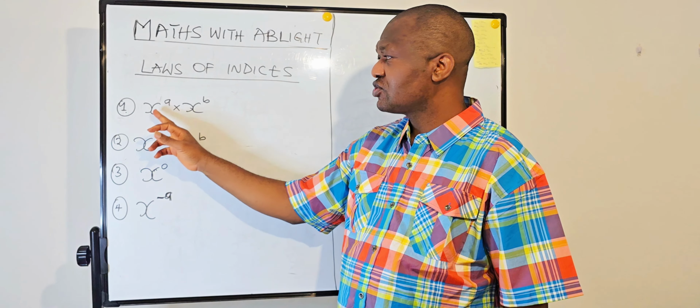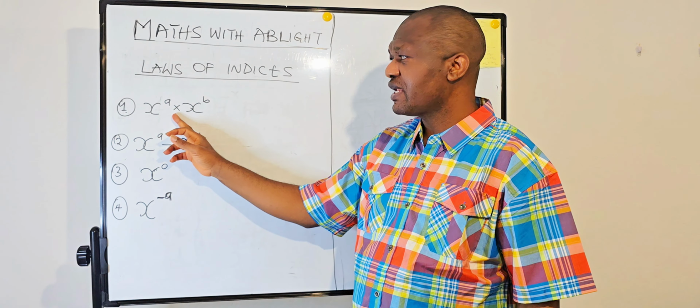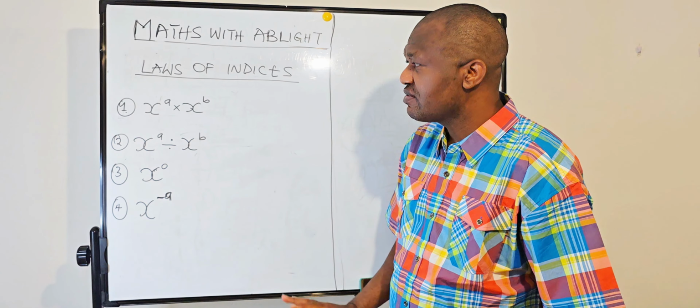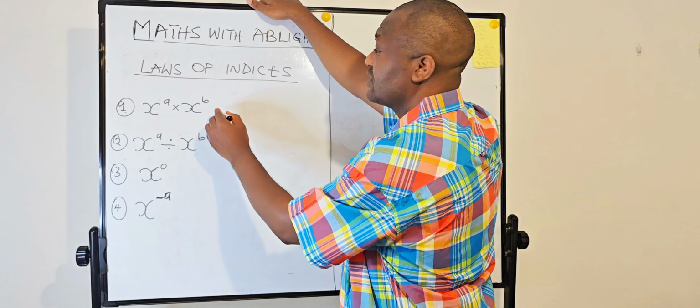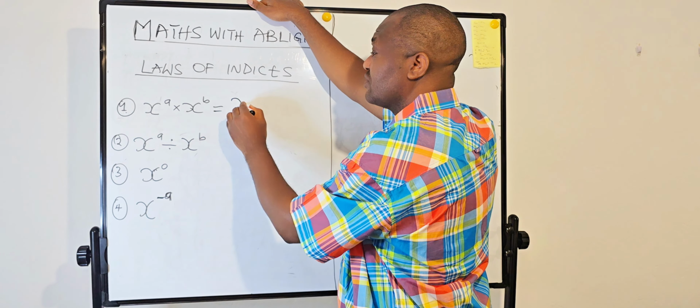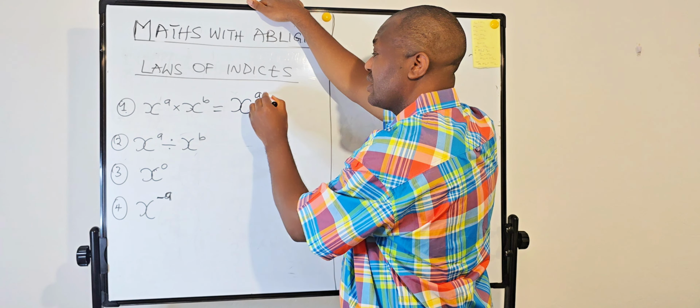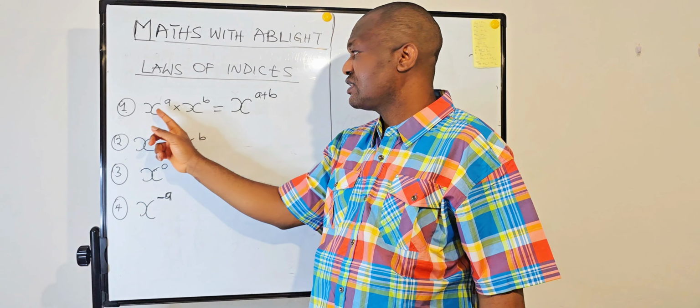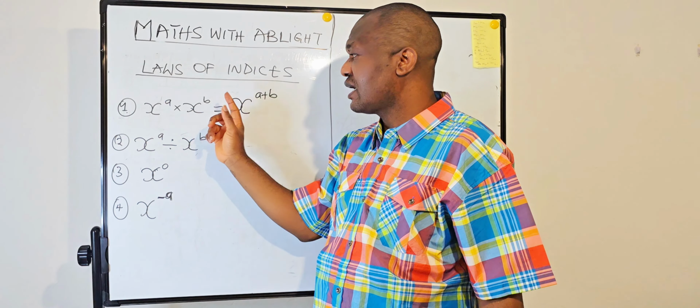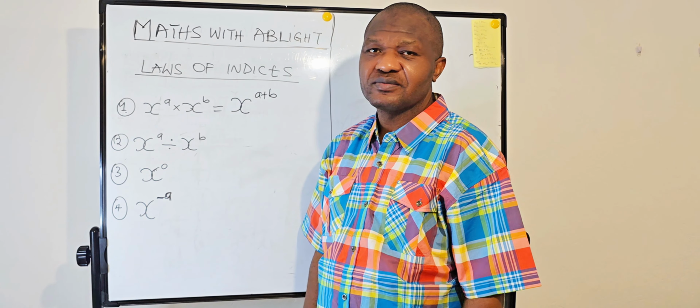You've got x to power a multiplied by x to power b. This is simple. According to the law, it will just give you x to power a plus b. All you need to do when you have a multiplication, you change the powers to addition. Take one base and then add up the powers.